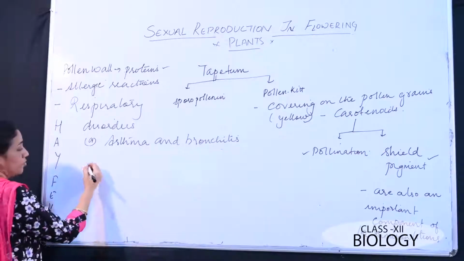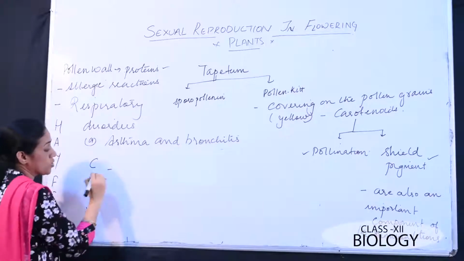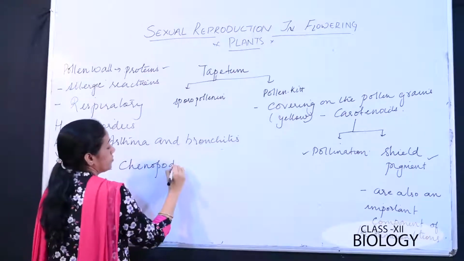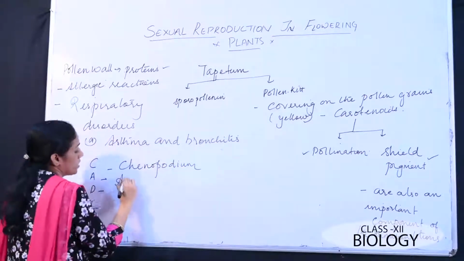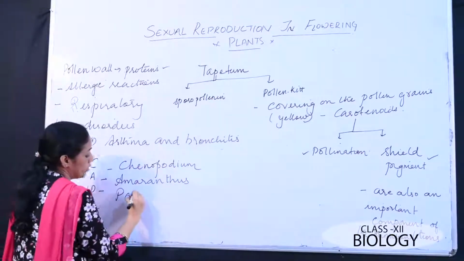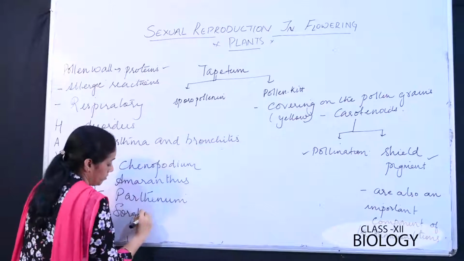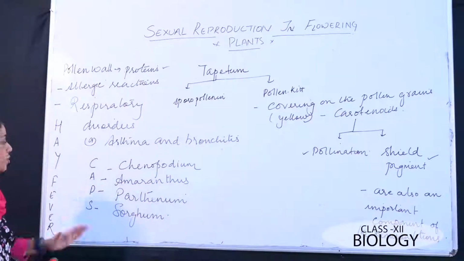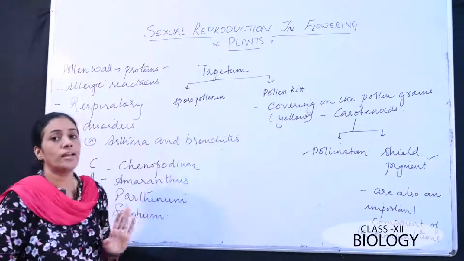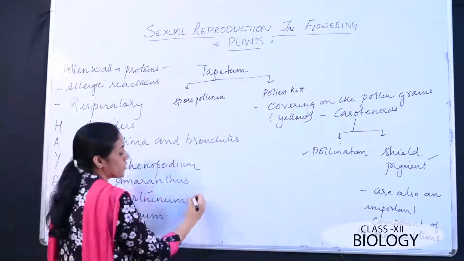Now for a shortcut, just remember the term CAPS. What is this CAPS? You remember certain plants called Chenopodium. Another plant is Amaranthus. You have Parthenium, and the last one, Sorghum. Students, remember them in the form of CAPS. These are the plants causing the allergic reactions. The most potent of which is Parthenium, also called carrot grass.